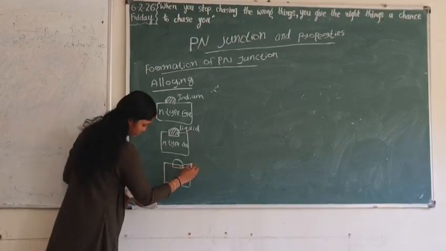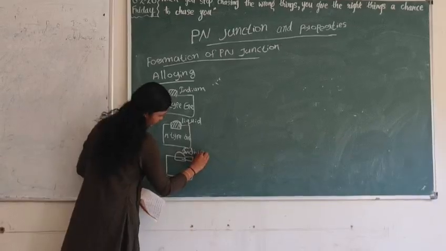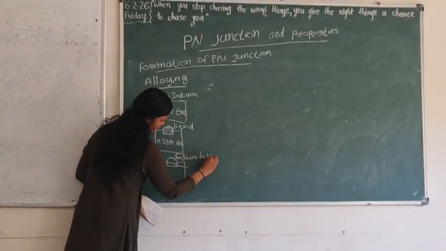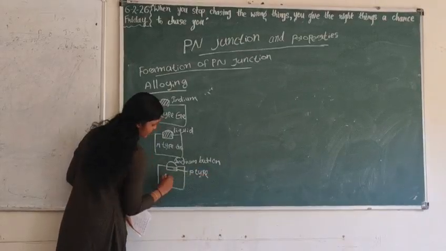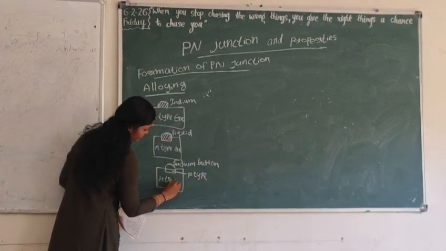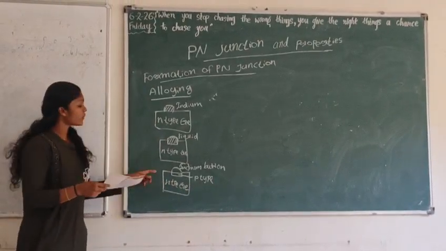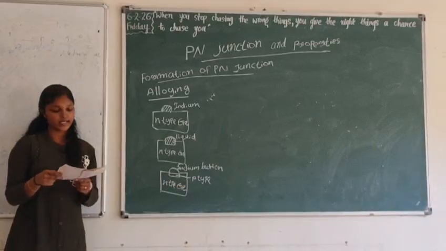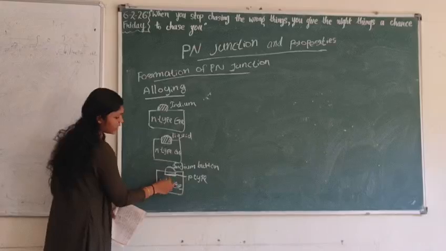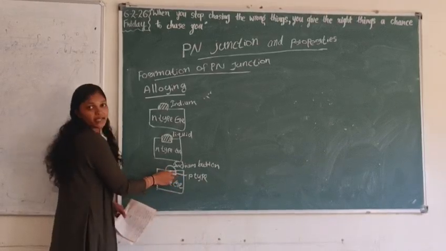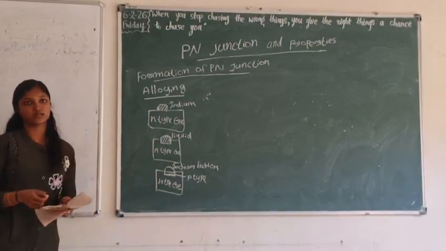So this is an indium button, and here is the P-type, and this is the N-type germanium. As the process goes on, the remaining molten mixture becomes increasingly rich in indium, where a P-type region is created. The interface between this N-type and P-type is the PN junction. So this is the method for the formation of the PN junction.